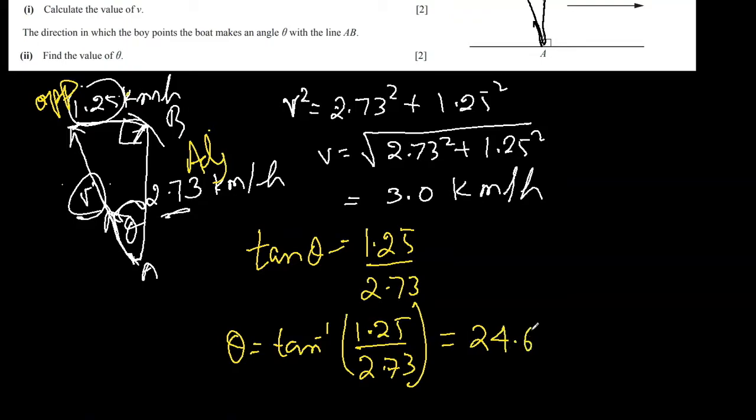24.6 degrees. Since they have not specified what the unit is, you can write degrees or radians. I prefer degrees, but if I use radians, it is almost 0.43 radians. Any one of those should be acceptable.